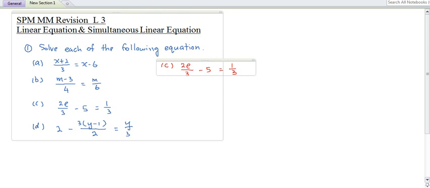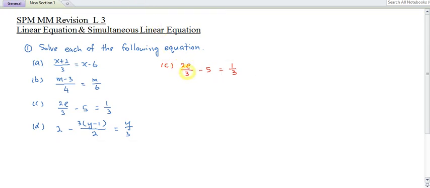Okay, so we go to part C. For this type of question, you have to be more careful. Some students, they will do this way. 2e minus 5 divide, it becomes multiply. This is not correct. Be careful of that. So you should actually bring the negative 5 over here first. 2e divided by 3 equal to 1 over 3 plus 5.